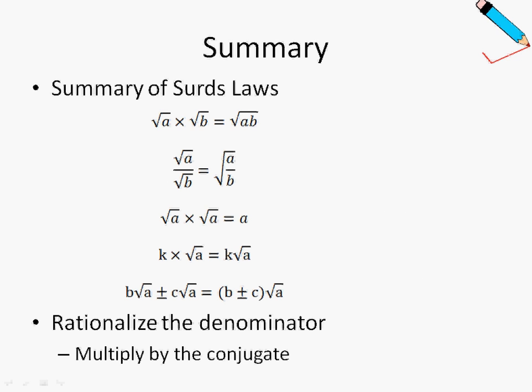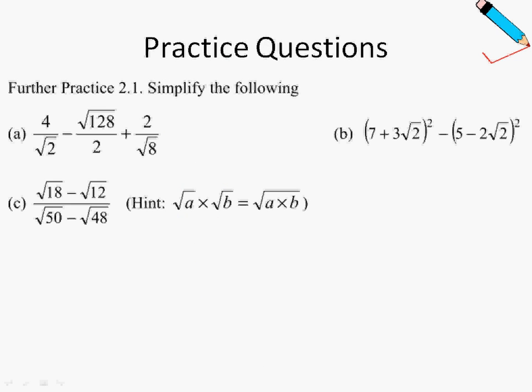Thank you for joining me, and let me summarize the chapter for you. You need to be very familiar with the 5 laws of surds, and you need to know how to rationalize the denominator by multiplying by the conjugate. For those of you who are still unsure about the term conjugate, for example, if this is my surd form, then the conjugate will be a minus root b. Just change the sign that you see to a negative sign, and there you have it. That's your conjugate.